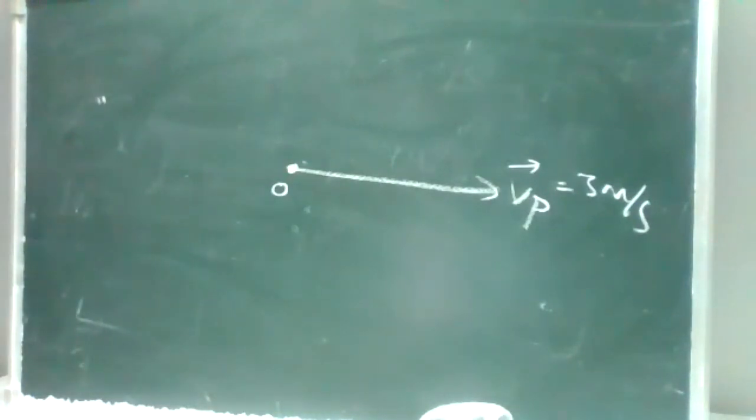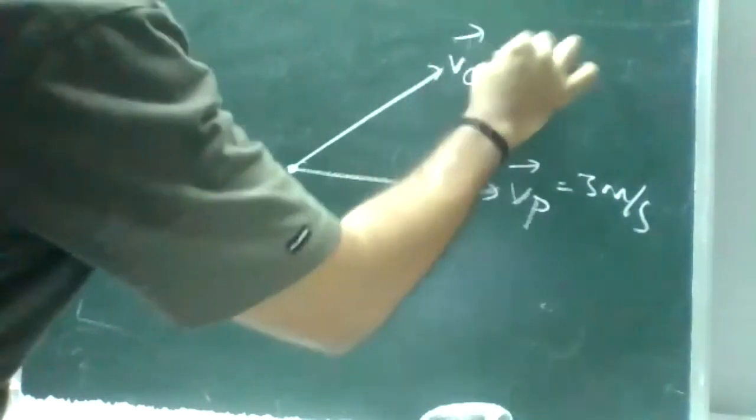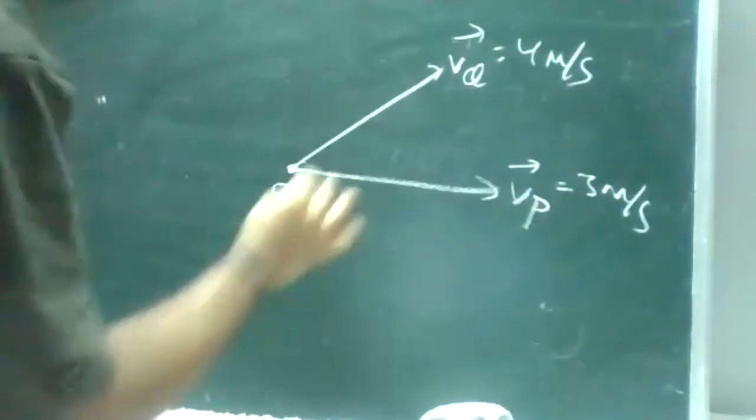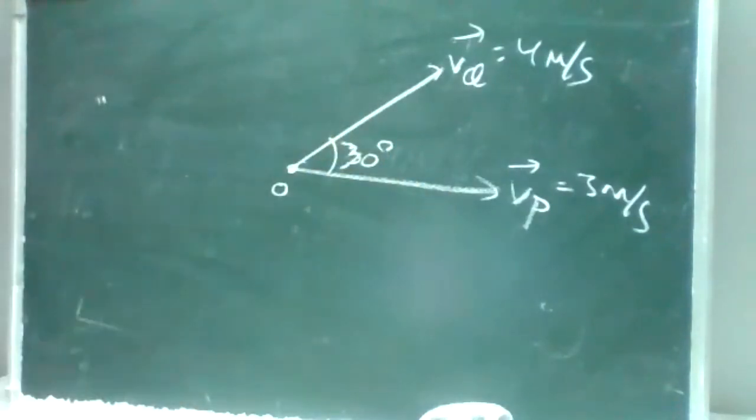With respect to P, one more vector is there, the VQ vector, with a velocity of 4 meters per second. Both are making an angle of 30 degrees. Now we are going to find the resultant.